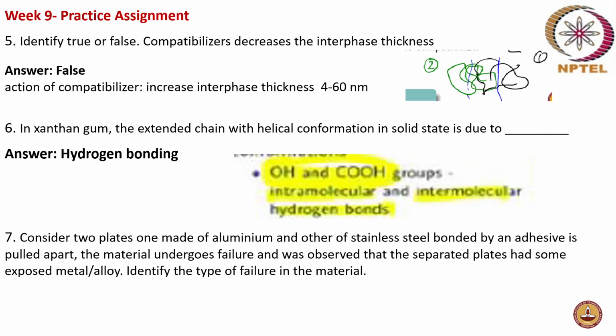Okay, next I'll give you one more clue. There are two types of failure. Adhesive failure. Who answered it? Nirmal. So how do you say it is adhesive failure? The interaction between the adhesive and the metal plates is not good, not proper. How do you say so? What made you say so?